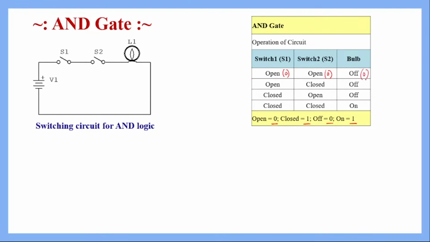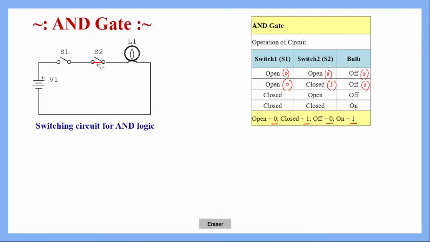So the output is also at logical 0 when one of the switches is turned on. Now suppose we close switch 2, closing means we are connecting this path, but since switch 1 still remains open, this portion of the circuit still is open and the whole circuit is not yet closed. So even though the voltage source is there, the bulb will not glow because the whole circuit is not yet a complete path. So closing of switch 2 is mapped as 1, but since switch 1 is open, that is mapped with 0, and the bulb will not glow, so that is mapped with 0.